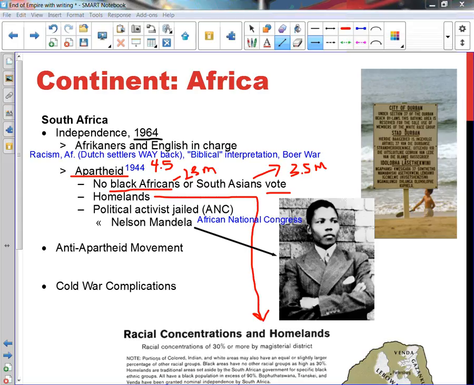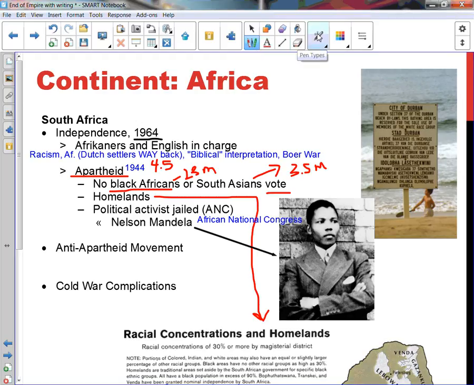Nelson Mandela was a lawyer, and he joined the African National Congress right before it became illegal in 1944, and he worked in law, litigating the cases of black Africans. He was put in jail for his political activism for 27 years and was released by F.W. de Klerk in 1990.